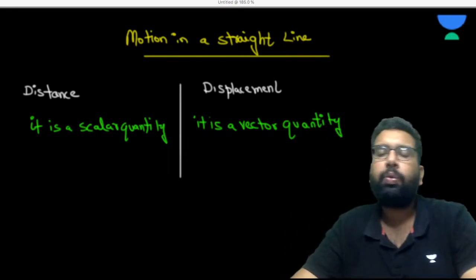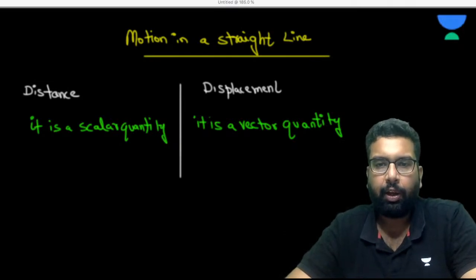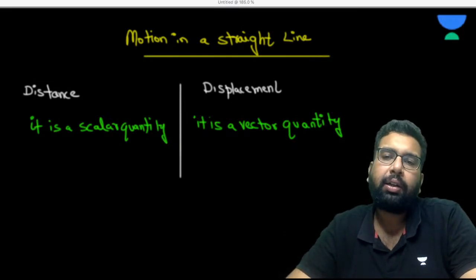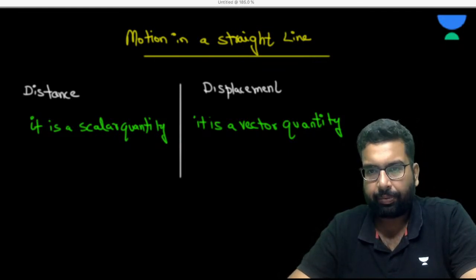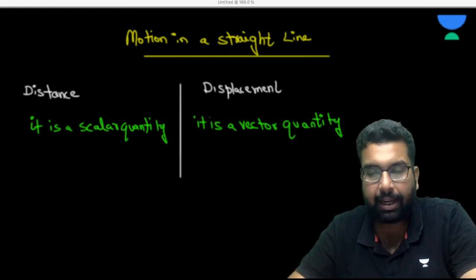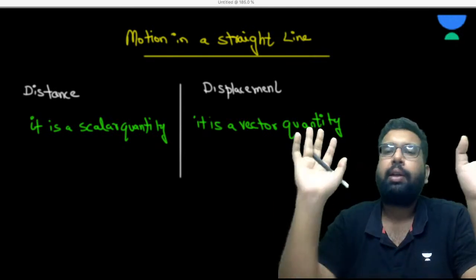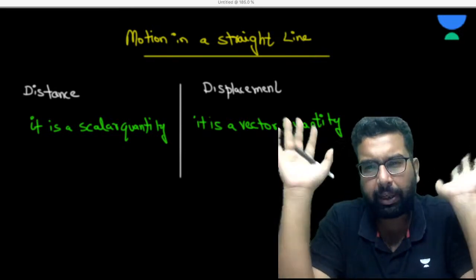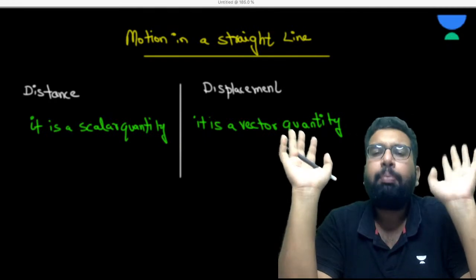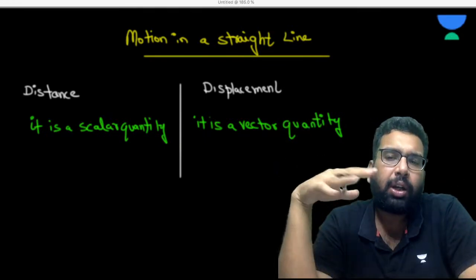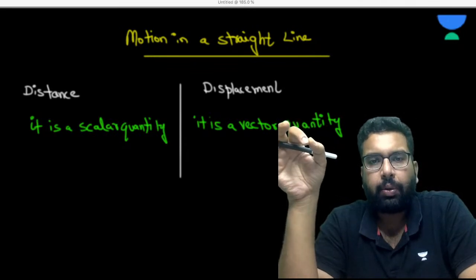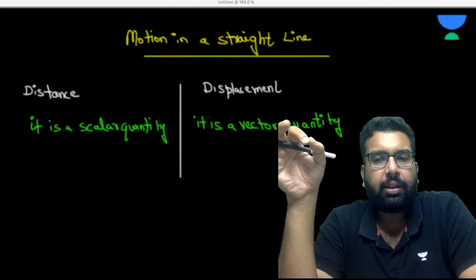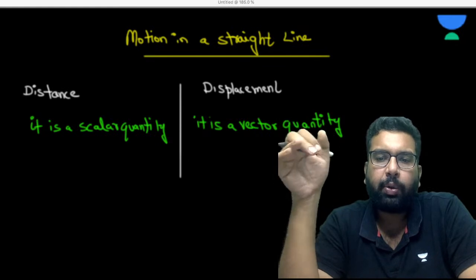You have nothing to do with the direction. Whereas the vector quantity is something which requires magnitude as well as direction. I'll explain this in more detail when I get to the scalar and vector part and give you a complete understanding of it. But for the time being, broadly, a scalar is something which depends only on magnitude, and a vector is something which depends upon both magnitude and direction.